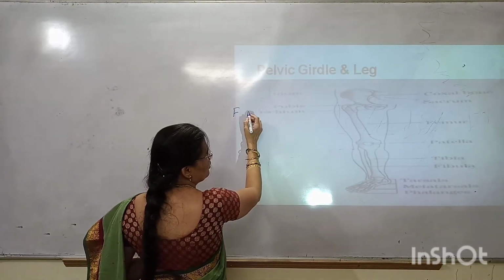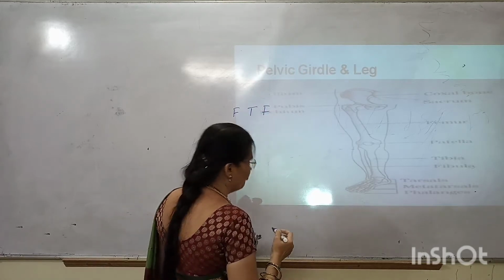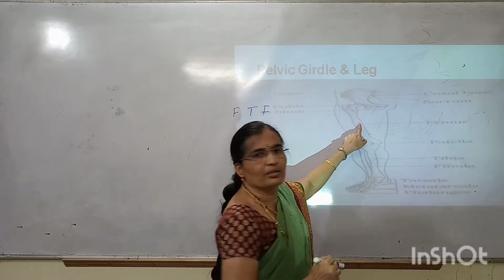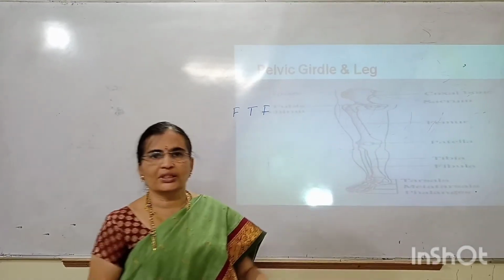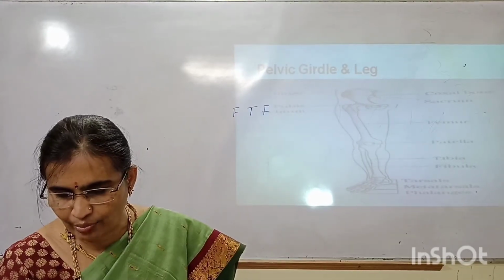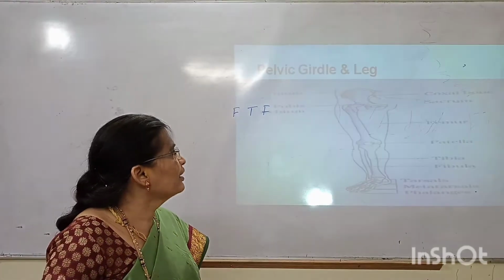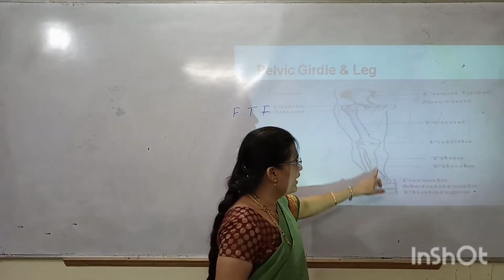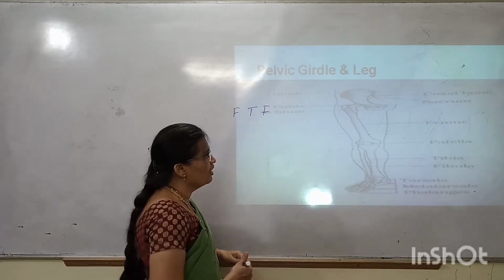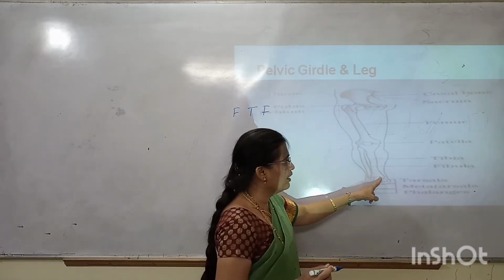Femur, tibia and fibula. So this is femur. This is the longest bone. It is also called as thigh bone, longest bone and strong bone. Very strong bone. Next to it is tibia and this is a fibula. Here next is the ankle region.